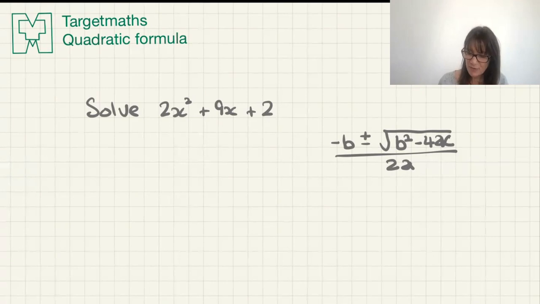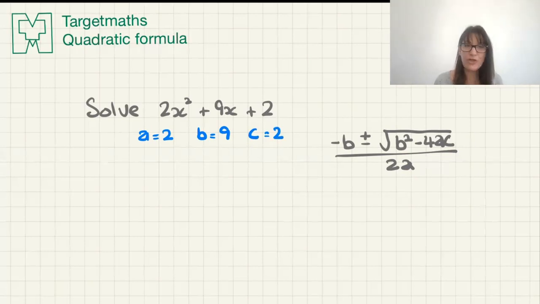You can see from the formula that there are three letters in it. You've got A, B, and C. And we mentioned this A, B, C when we were talking about when a quadratic's A doesn't equal 1, so we've kind of alluded to this already. For this particular question, my A is equal to 2. My B is 9, it's a positive 9, I can see the plus sign in front of it. And my C is 2.